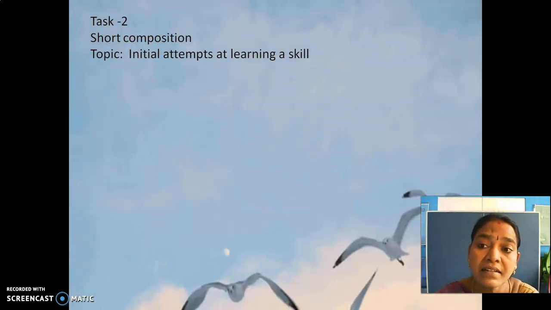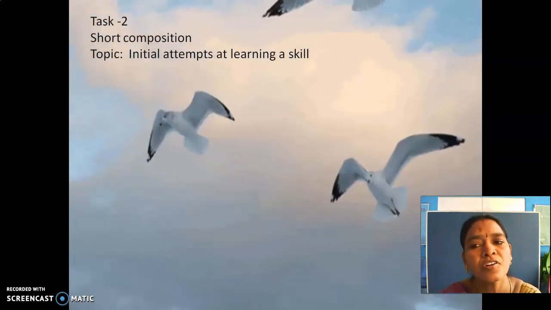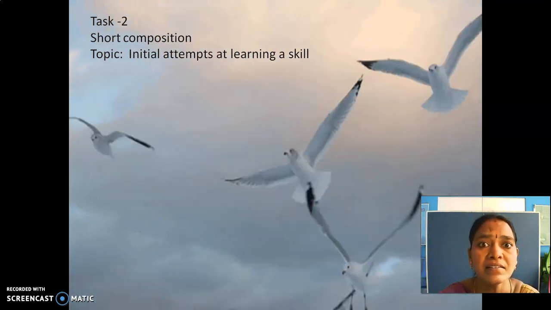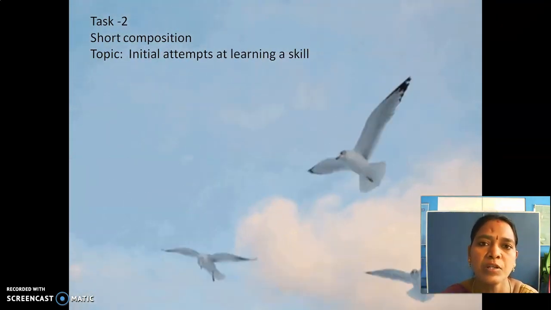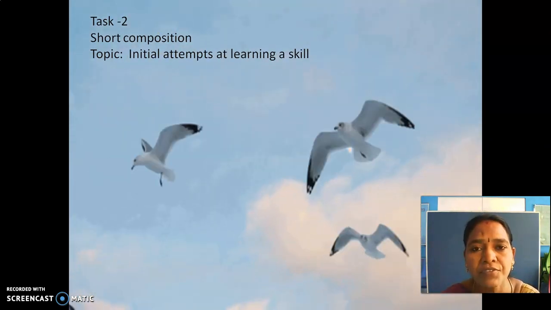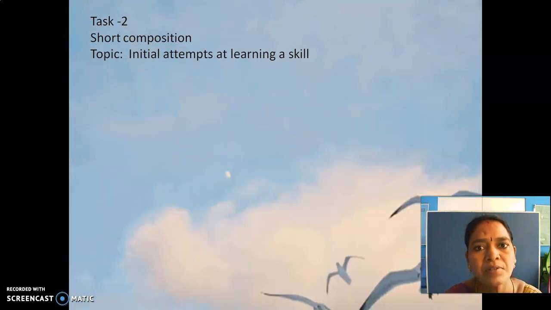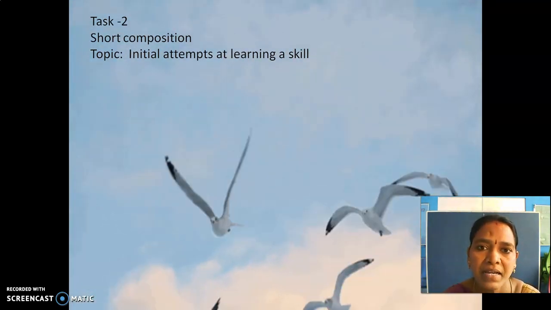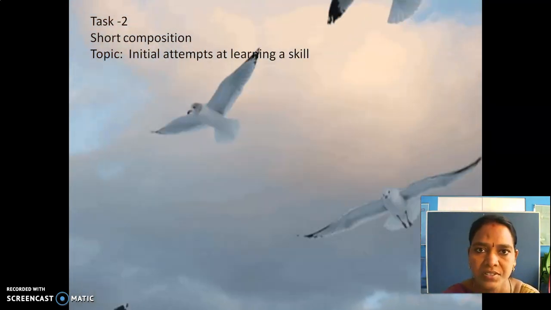Okay. The second task that we have is a short composition, topic: initial attempts at learning a skill. This is also given in the book for you, and I have announced the page number. I have asked every one of you to write a paragraph of at least a minimum of 50 words.